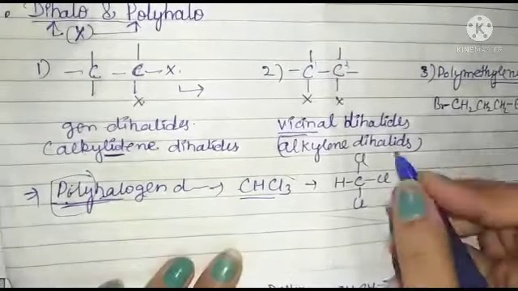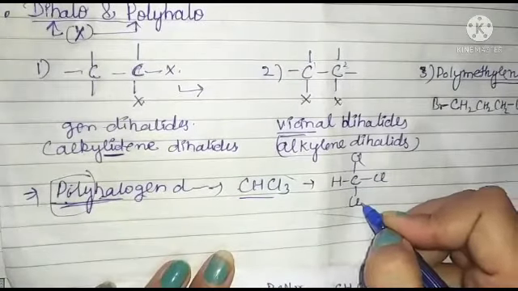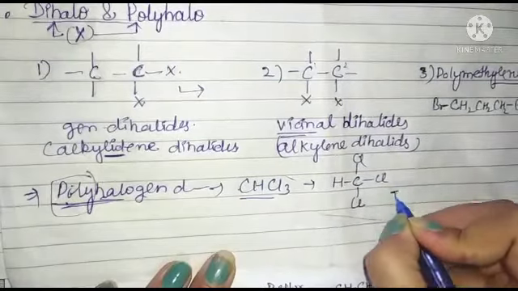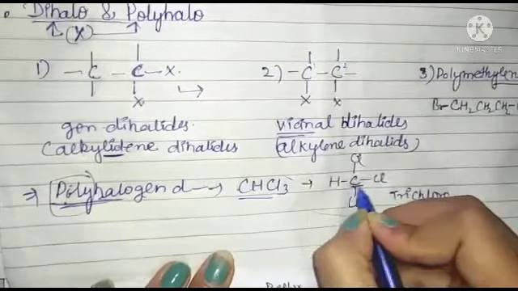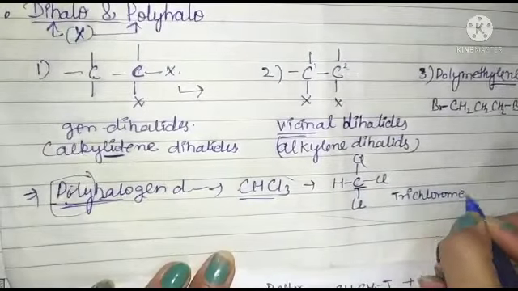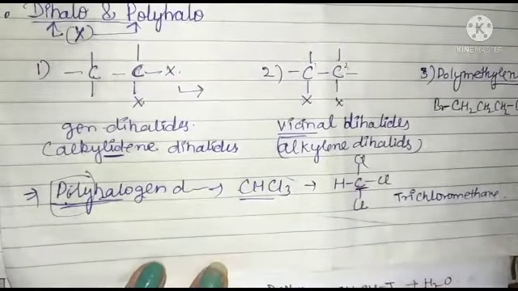Clear? So what is the name of that? In the carbon what we have? We have 3 chlorine. That means I have to write here trichloro. Next, you know that there is 1 carbon, so I have to write here methane. Okay, similarly, other examples are written in the same way.